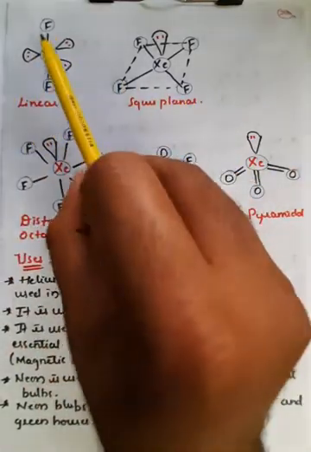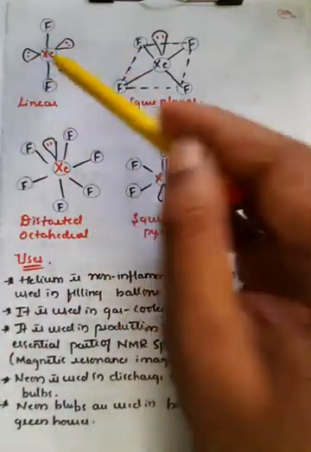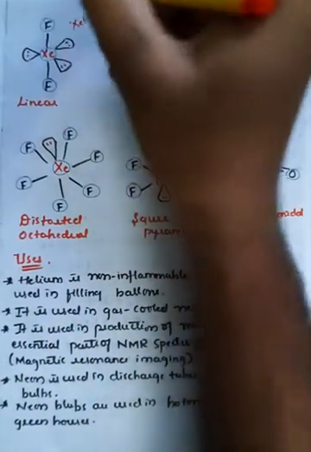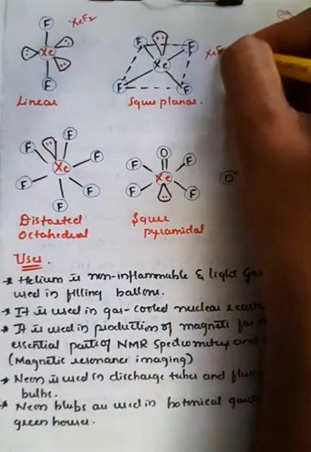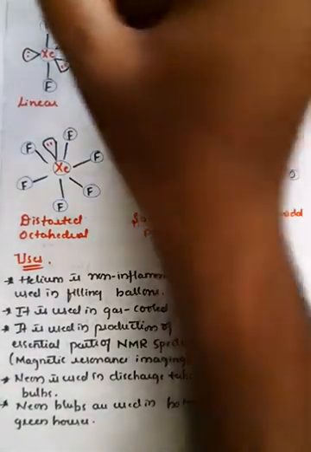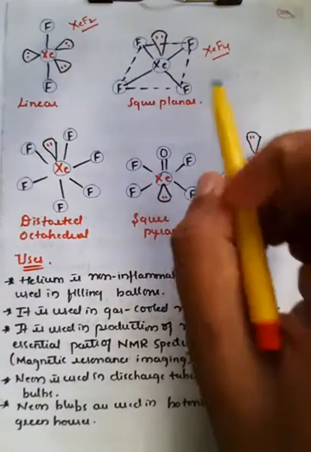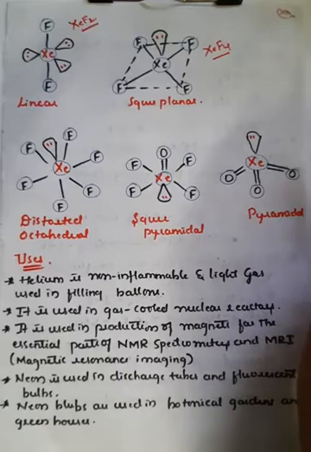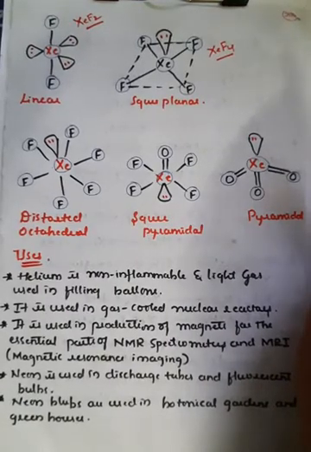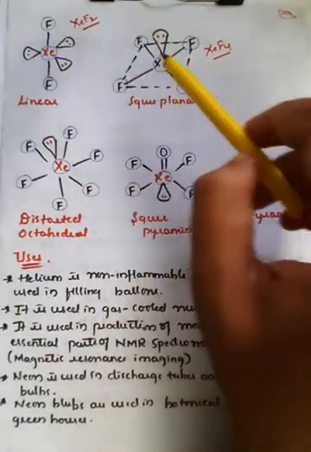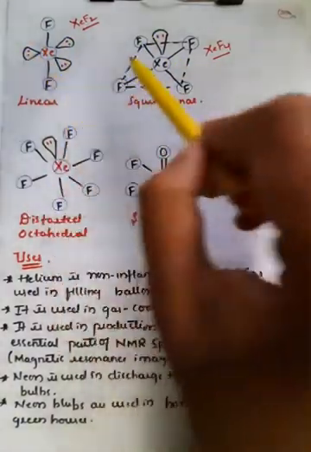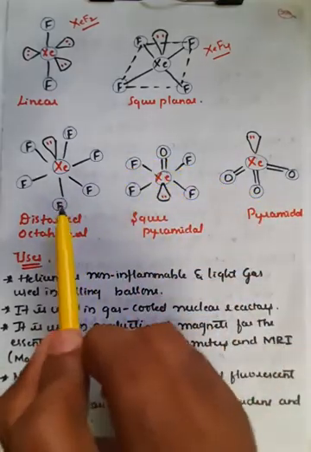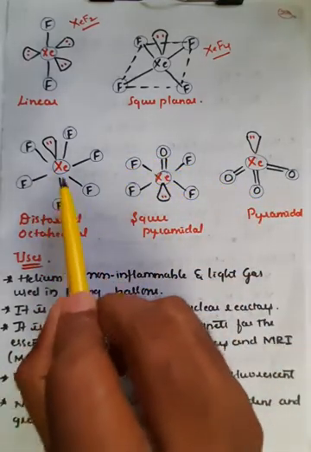Whenever it is in the linear structure, xenon is bonded to 2 fluorine atoms, that is XeF2, right? So this is the molecule of XeF2, and this is the molecule of XeF4. So whenever it is in the form of XeF4, what happens? It is in the form of 4 single bonds with fluorine atoms, and there is 1 lone pair of electrons. But in case of linear, what happens generally? Here xenon is bonded with the 2 fluorine atoms with single bonds, and further there are 3 lone pairs of electrons, right?